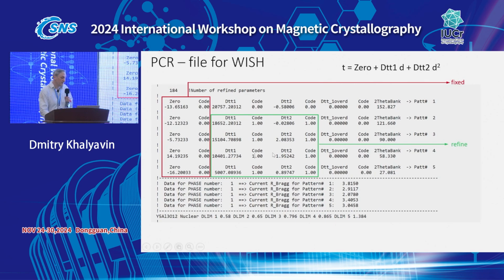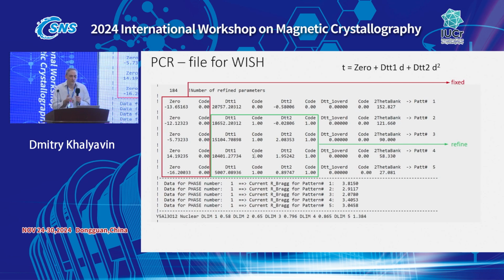And send DTT1 and DTT2 for other patterns, you can refine them. Because like that you will take into account, let's say, that your sample is not exactly at the center of the instrument, and so you always have some offset, a few mils. So that is the practical advice.